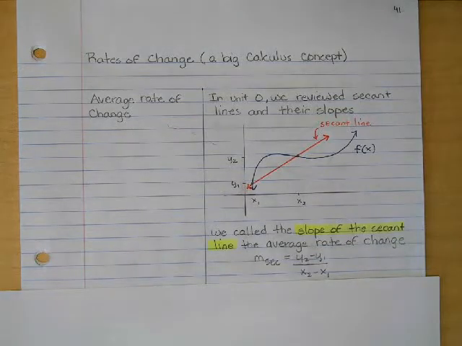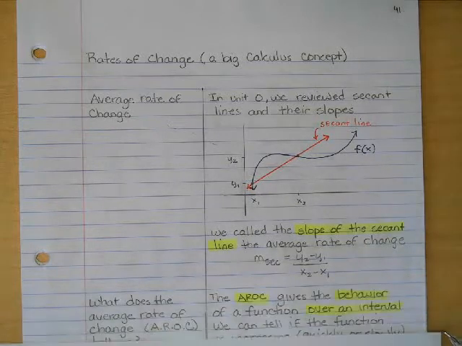Okay, and you're going to want to pause and copy this down. So slope, just like we've always found. Back of your head, I want you to think average rate of change, slope of the secant line. That's what I've been doing since middle school.